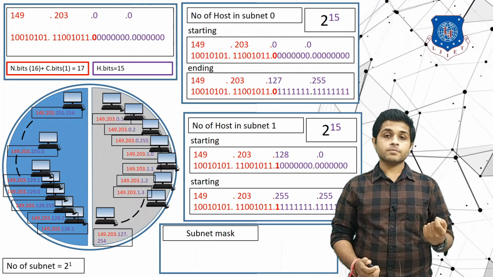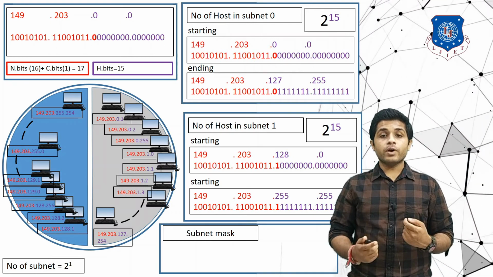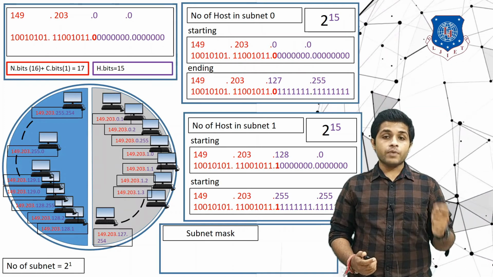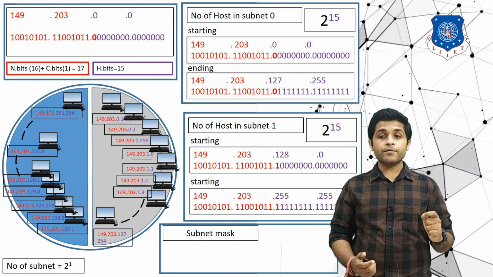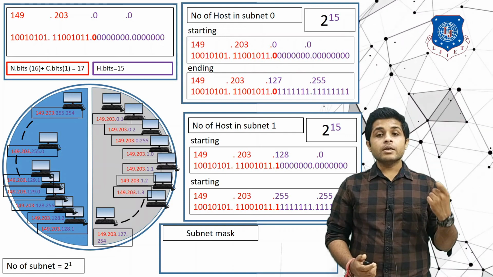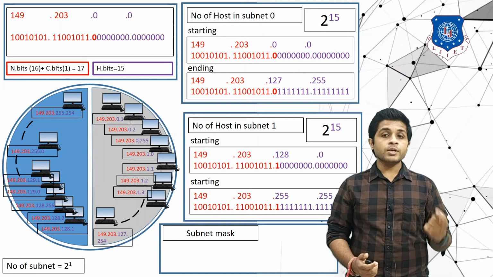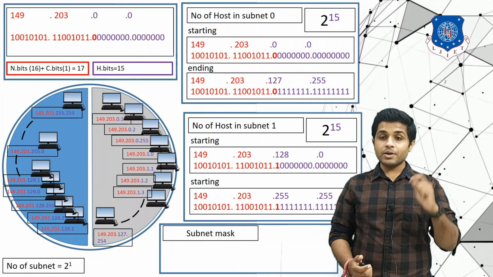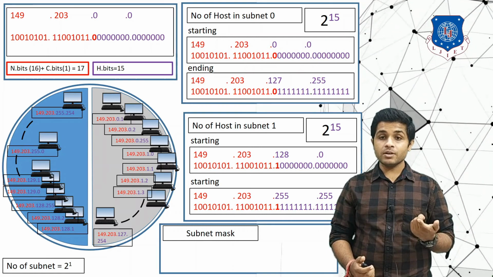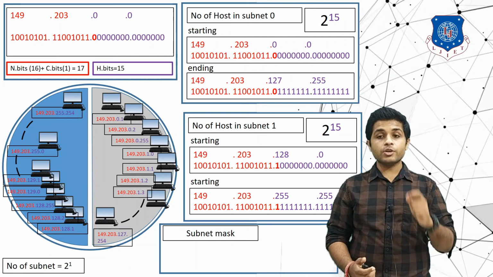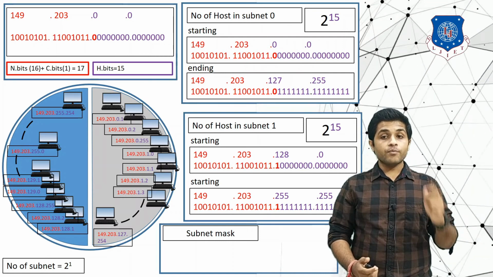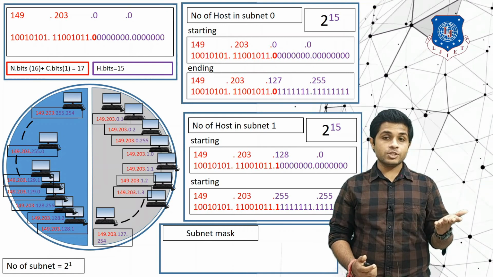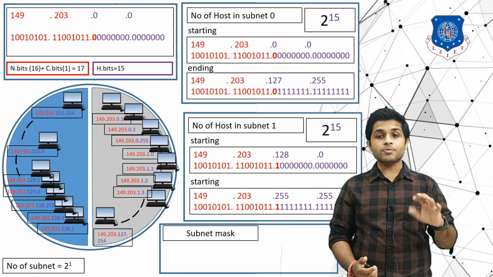The last device will get 149.203.255.254. If you increment 1 to the last usable address of subnet 1, which is 149.203.255.254, you will get the broadcast address of subnet 1, which is 149.203.255.255. If you increment 1 to the last address of subnet 1, which is 149.203.255.255, you will get 149.204.0.0. See, the value of the network is changed. It means that IP address belongs to another network.